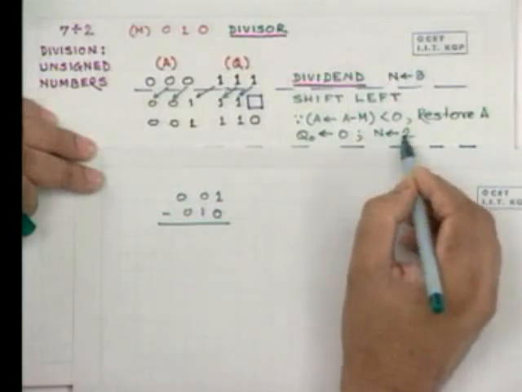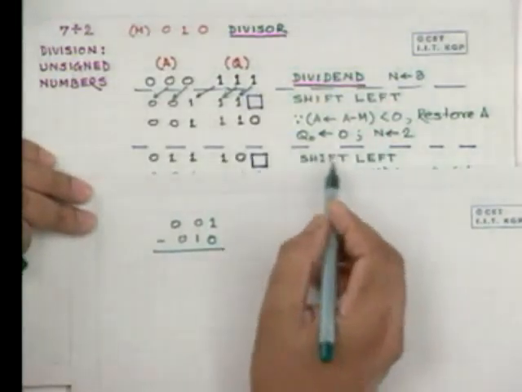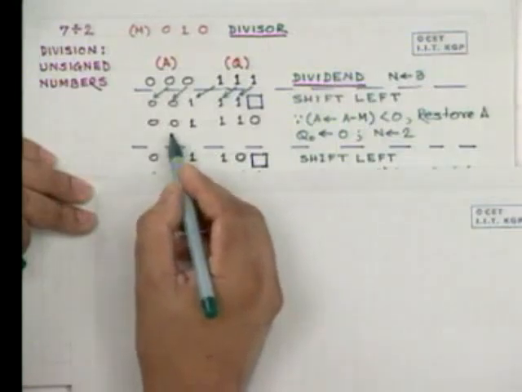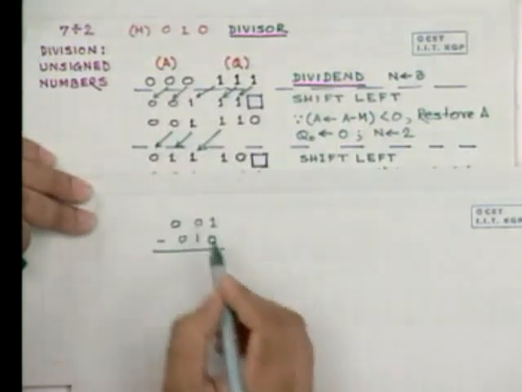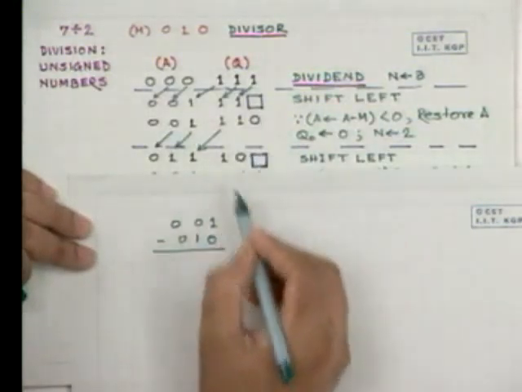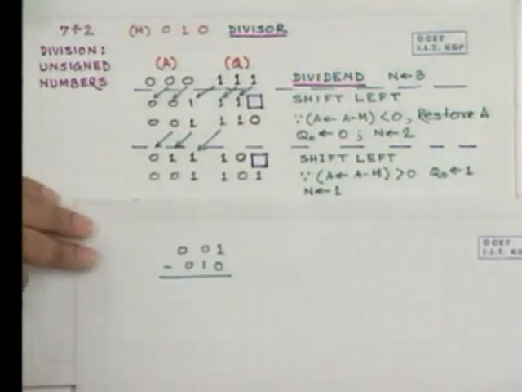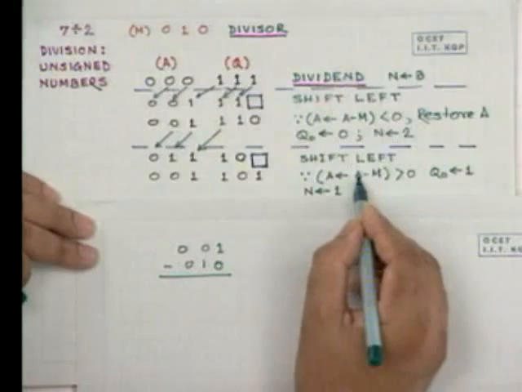Count is reduced to 2. Next, once more we make a shift left, that means this 0 comes here, this 1 comes here, and so on. This bit has to be decided, and once more we do the operation of A minus M.